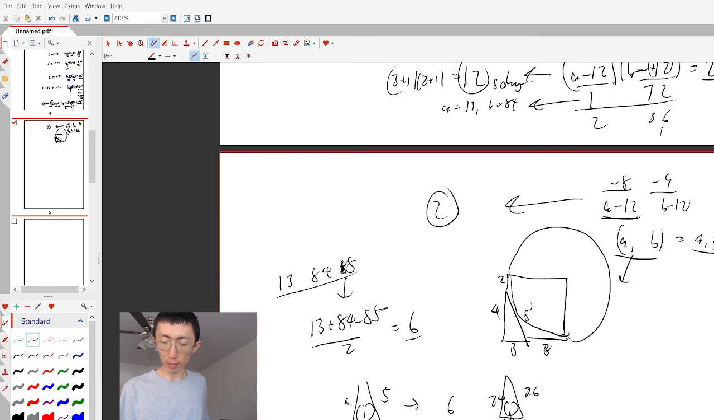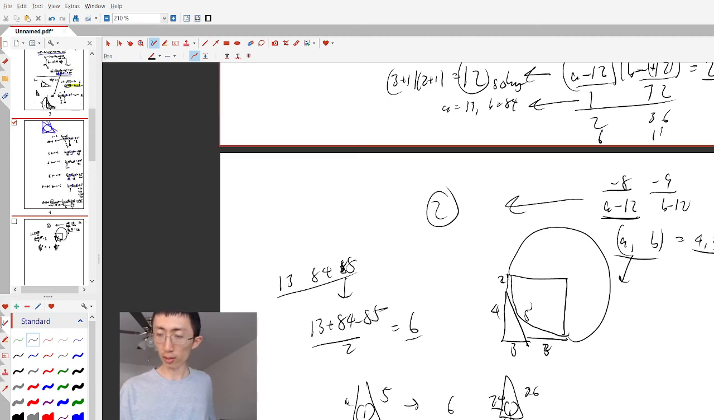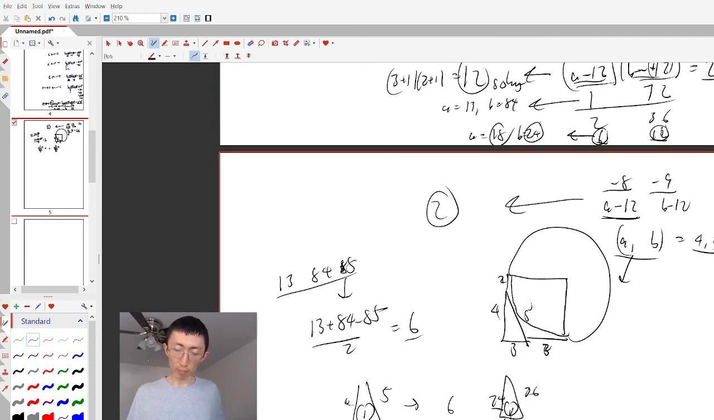This would be like a minus, this is 6, this is 12, right? So 6, 12 corresponds to a being 12 more than that, b is 12 more than that. So a minus 12 is 6, b minus 12 is 12. That gives a equals 18 and b equals 24. So that would be another valid Pythagorean triplet where the inradius is 6.